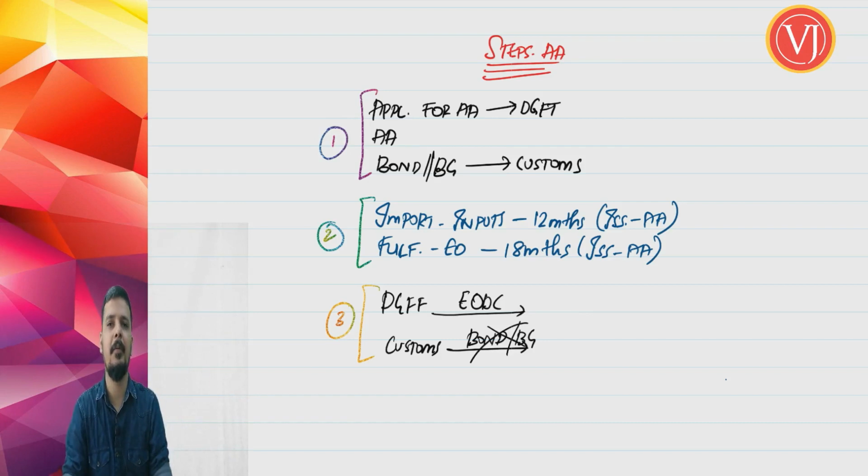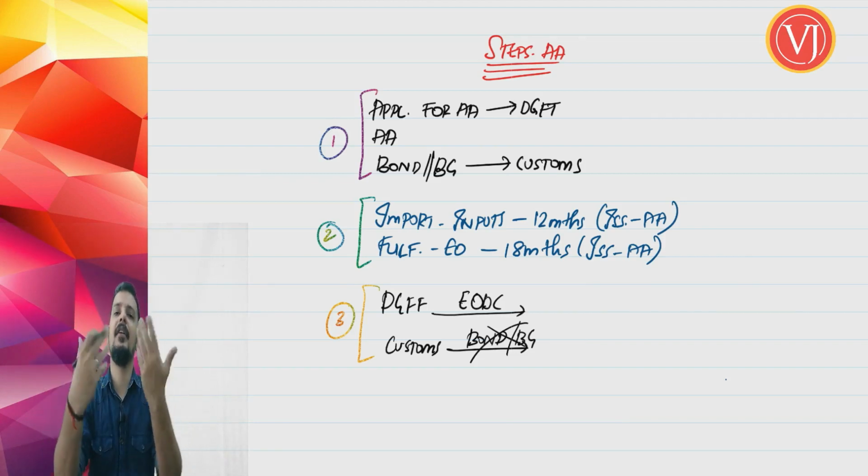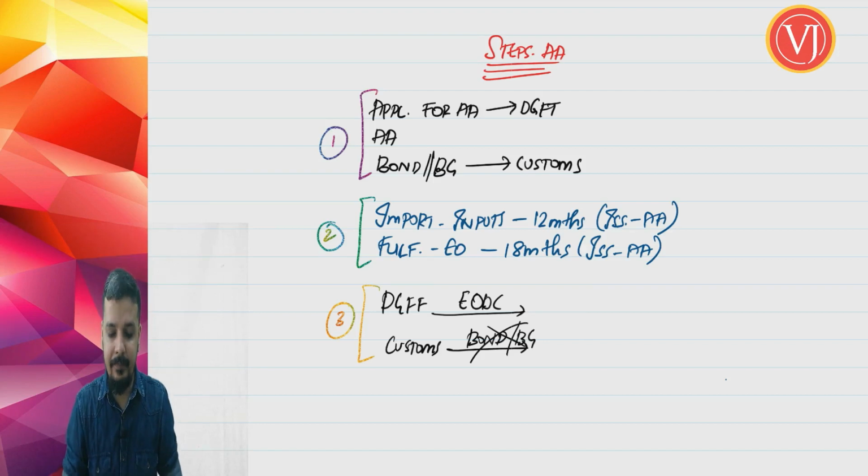Obviously in between also time limits are there, which is not given by ICA material. I have given extra time limits, forget about it. The main time limits I have written: within 7 days you will get advance authorization. After you fulfill your export obligation, within 2 months you have to submit to DGFT telling that my export obligation is over, and thereafter DGFT will give your export obligation discharge certificate. That is all, forget about all these points.